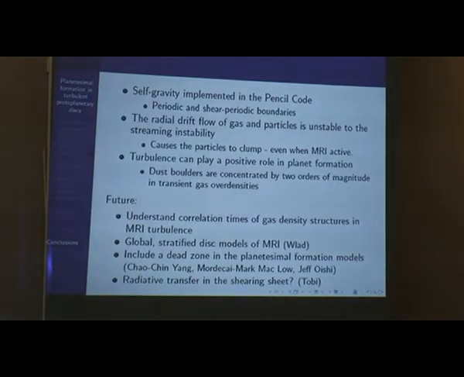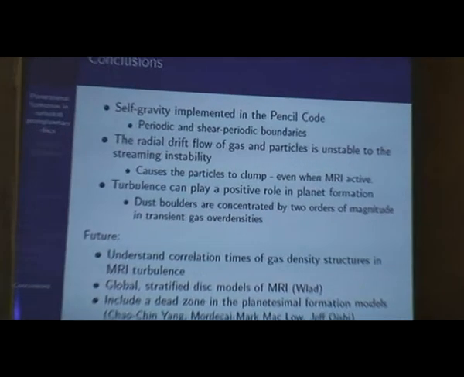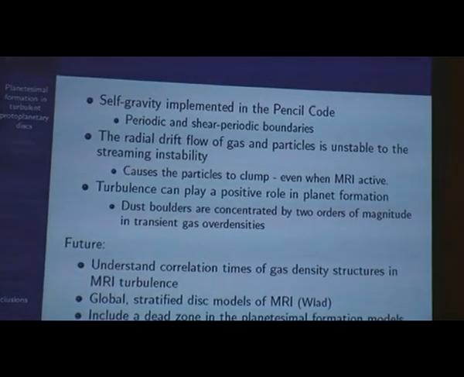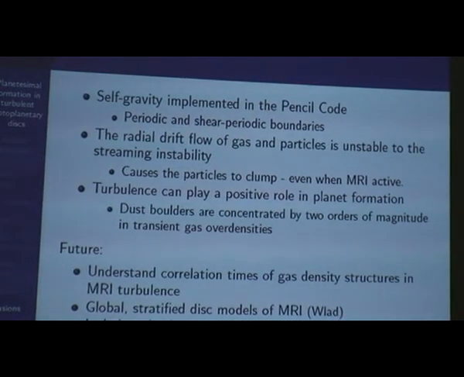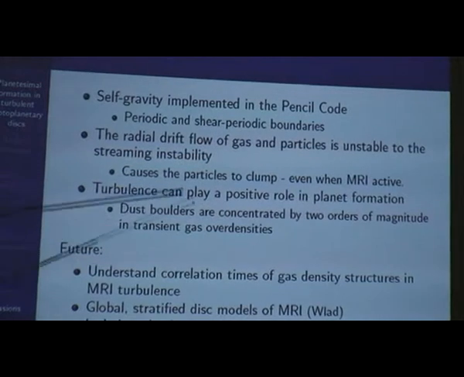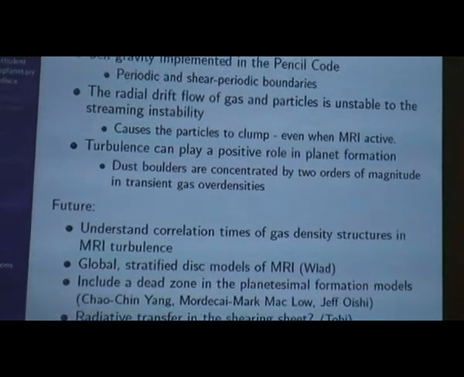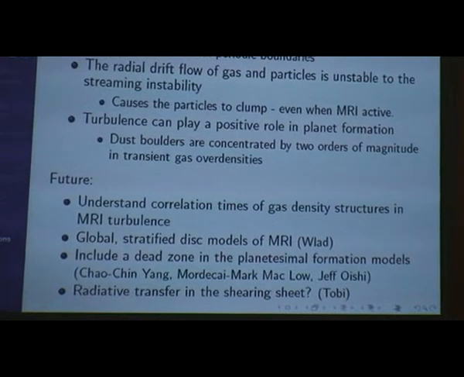Okay, so the conclusion is that self-gravity has been implemented in the Pencil code. It works with periodic and shear periodic boundaries, and could be generalized to work, I guess, with any boundaries, if anyone was interested. Then there was the science thing with the drift flow of gas and particles leading to streaming instability, and turbulence can play a positive role in planet formation by concentrating boulders in gas overdensities.